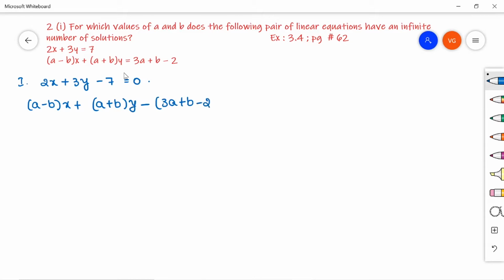That is the constant term, right? So I am bringing the whole term to the left hand side. So the whole term I am taking with that minus, right? Now let us call this equation 1 and this equation 2, right?